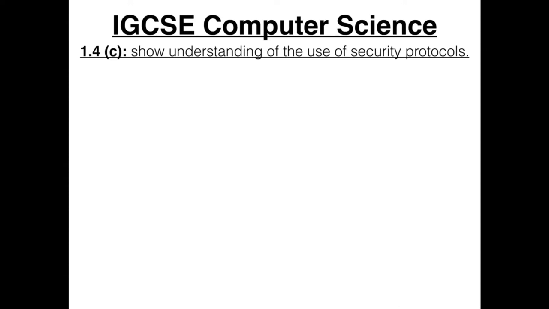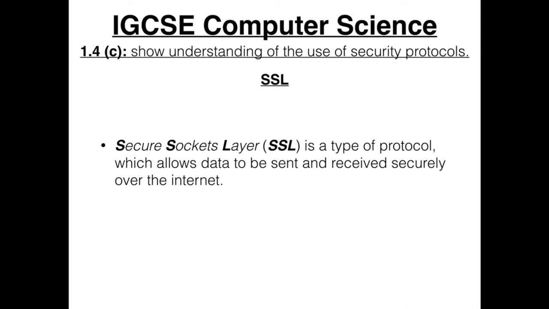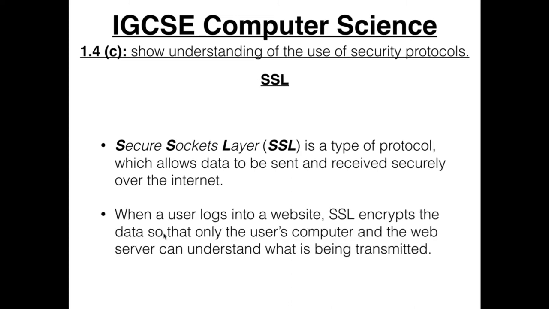We need to know about two security protocols. So we need to know about SSL and TLS. So let's start with SSL. Secure Sockets Layer is a type of protocol which allows data to be sent and received securely over the internet. So when a user logs into a website, SSL encrypts the data so that only the user's computer and the web server can understand what is being transmitted.